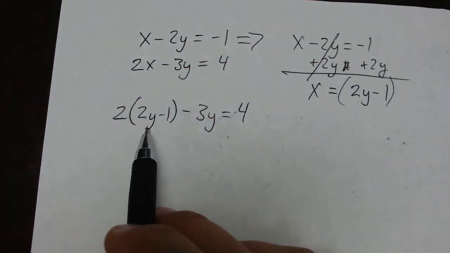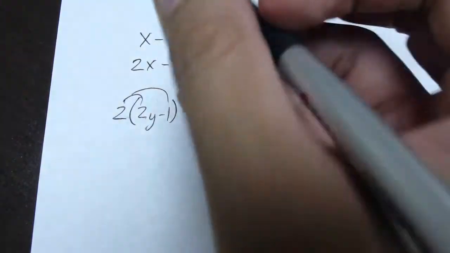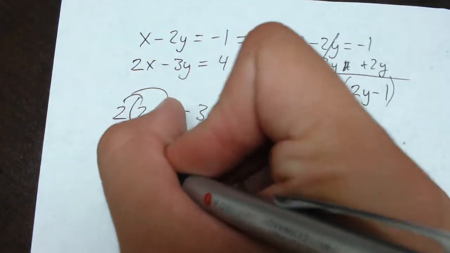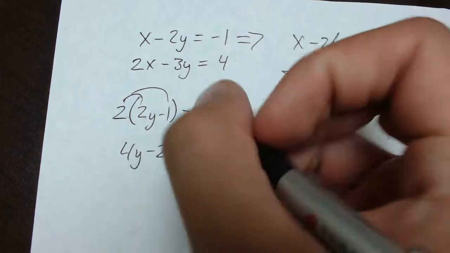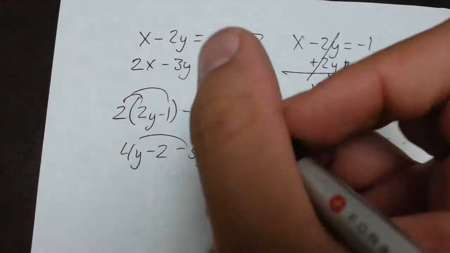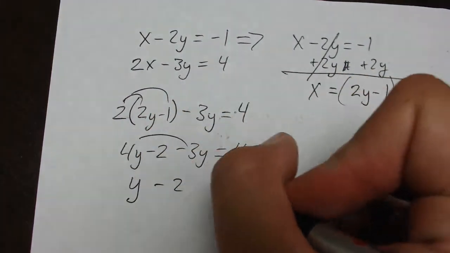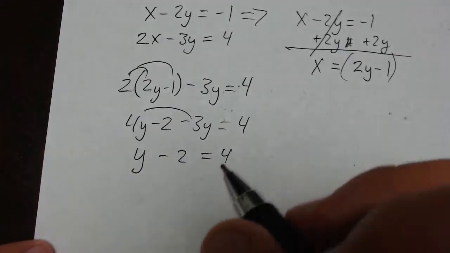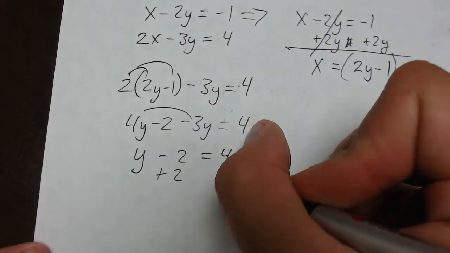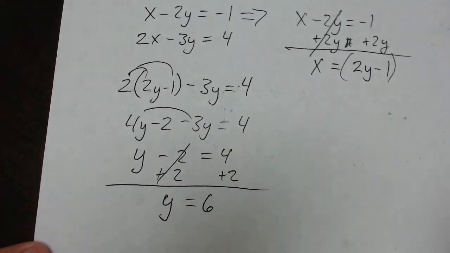Now again, I've got an equation with only y's in it. I can solve it. So I'll go ahead and simplify the equation by distributive property. That becomes 4y minus 2 minus 3y equals 4. I'll combine some like terms. 4y minus 3y is just y. So then I have y minus 2 equals 4. I add 2 to each side. And then I get y equals 6.